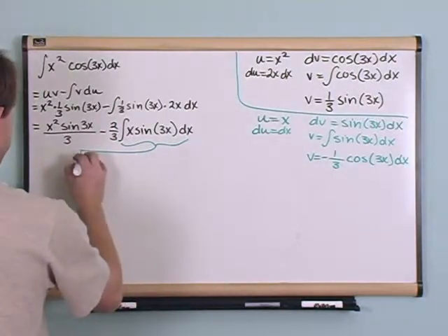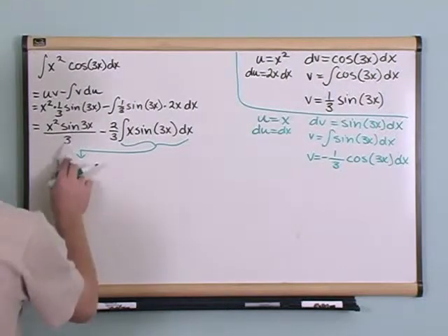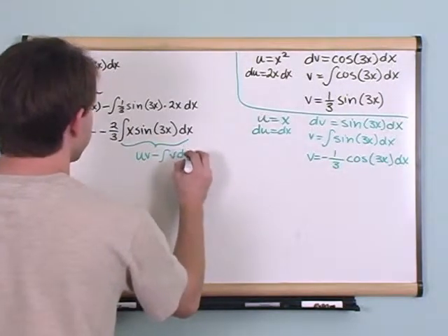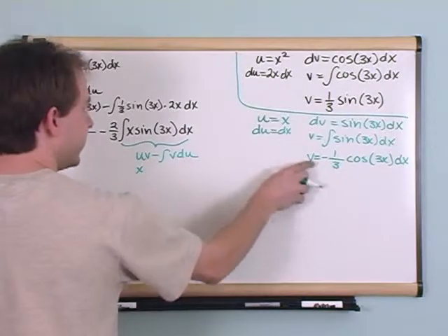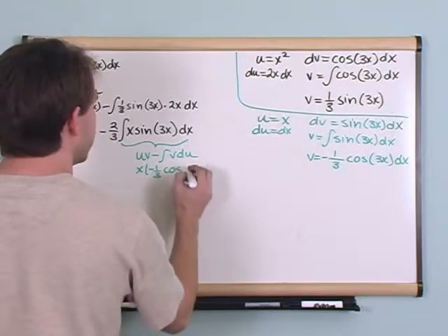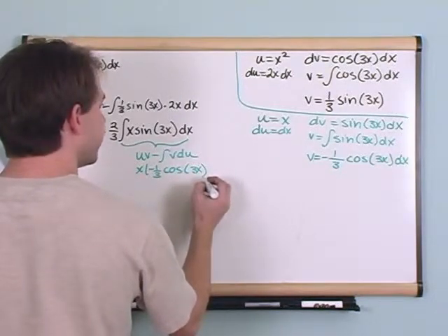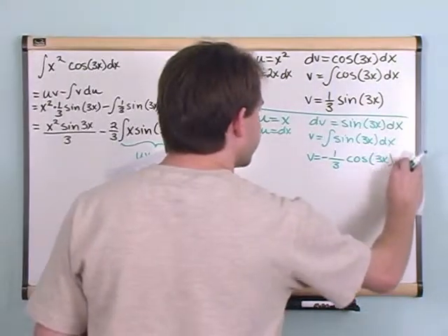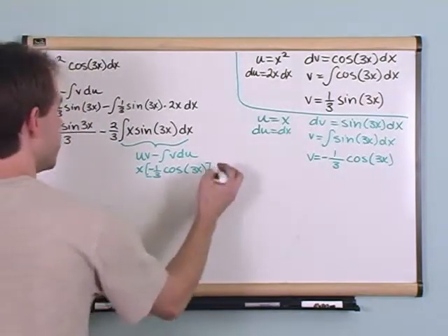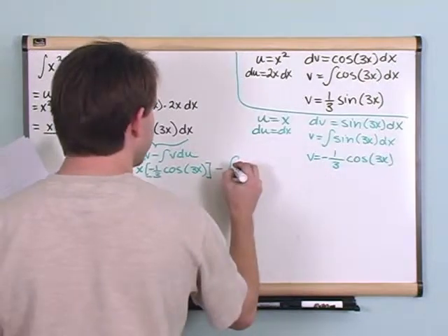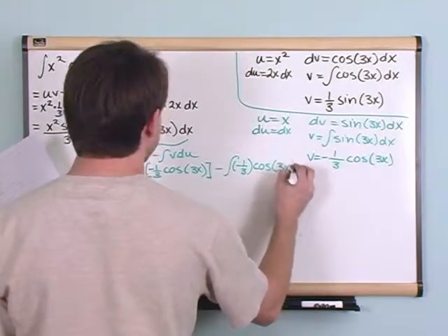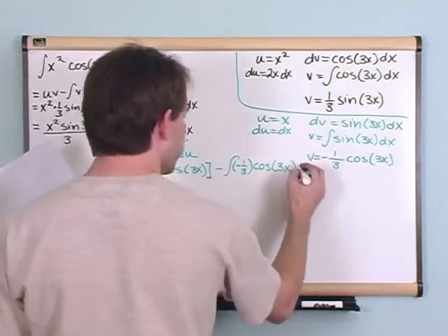So coming back over here, actually let's not do that, for clarity. Let's keep it right under here. We're going to have uv minus integral v du. U is x, v is this. So I'm going to have negative 1/3 cosine of 3x. Actually, there's no dx on the end here. I've already done the integration. So we'll do it like this, minus the integral of v, which is negative 1/3 cosine of 3x, that's v, and du is just simply dx.